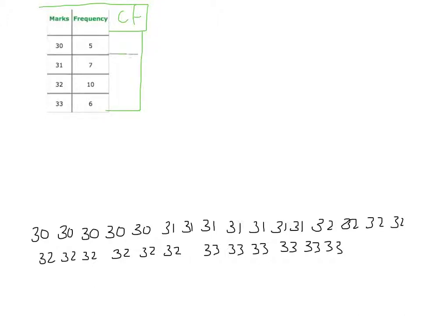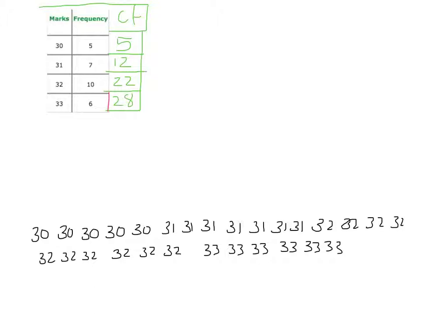So at this point here we've looked at 5 pupils' results, they've got 30. By the time we get to 31, I've got the 5 people who've got 30 and I've got the 7 people who've got 31, so there's 12 people who've got 31 or under. Next column, I've got 10 people who've got 32, so my cumulative frequency at this point is 22. Then I've got another 6, so I end up with 28.